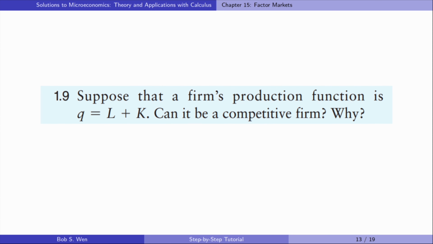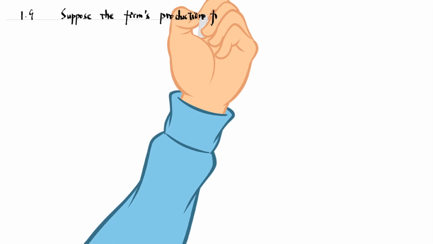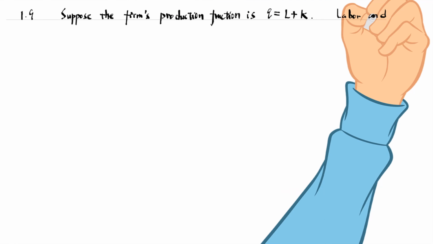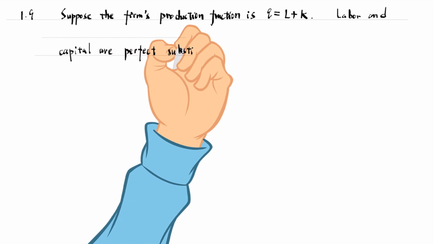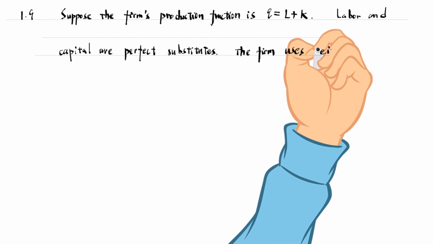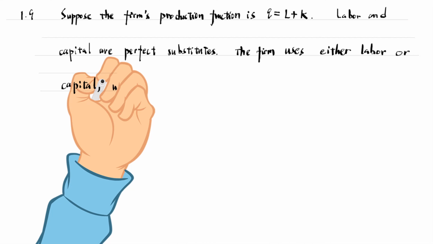Let's solve exercise 1.9. Suppose that a firm's production function is Q equals L plus K. Can it be a competitive firm? Why? Suppose the firm's production function is linear. Labor and capital are perfect substitutes. The firm uses either labor or capital, whichever is cheaper.